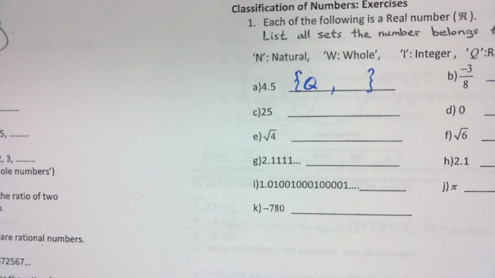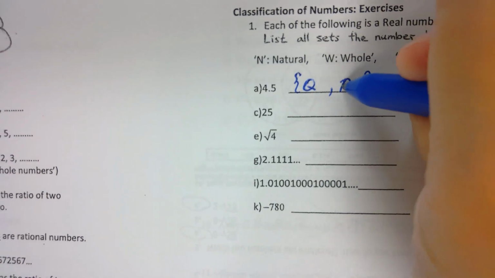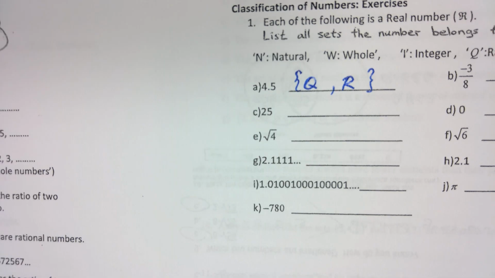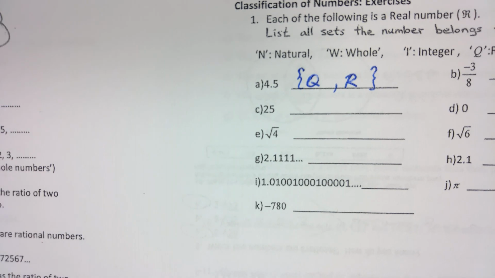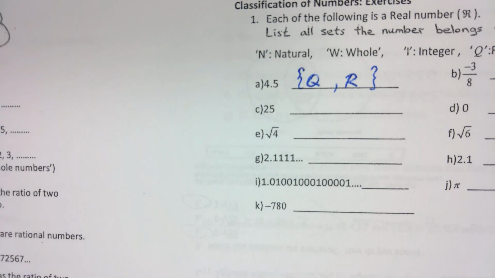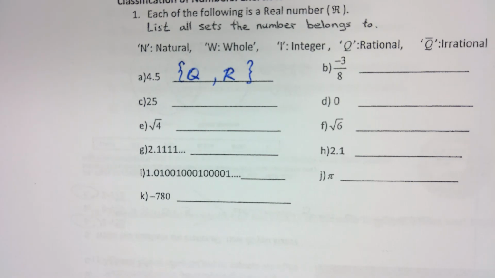Other than Q, what do we say all numbers belong to? Yeah, real. So you have to write both rational and real. Because when you get into grade 11, we get into the imaginary, and I don't want you guys to forget about real. So it's good habit.